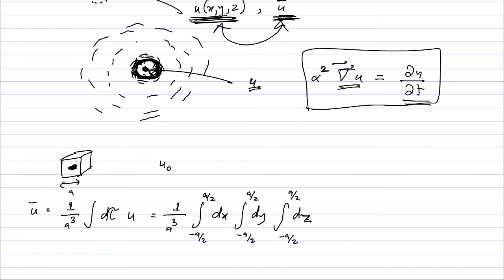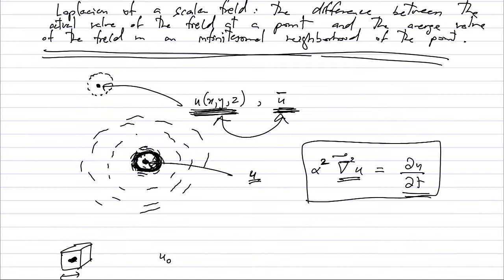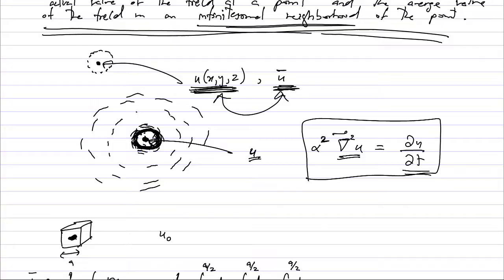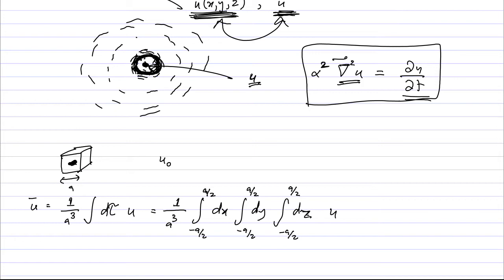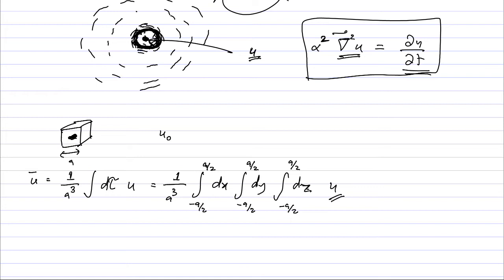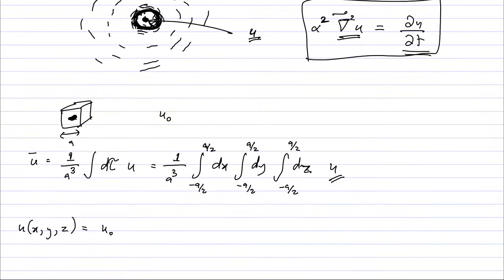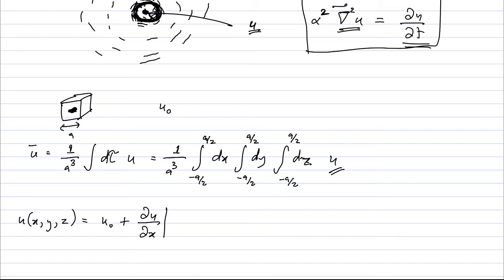Now, of course, previously I said that this is in an infinitesimal neighborhood, so I'm talking about very small values of a. Since I'm only talking about very small values of a, I can do a Taylor expansion of u. I have to be careful because u is now a function of x, y, and z, so this is a multivariable Taylor expansion, not the usual single variable Taylor expansion. So u at a point slightly away from the origin is going to be equal to u naught plus partial of u with respect to x evaluated at the origin times x, plus partial of u with respect to y evaluated at the origin times y, plus partial of u with respect to z evaluated at the origin times z.